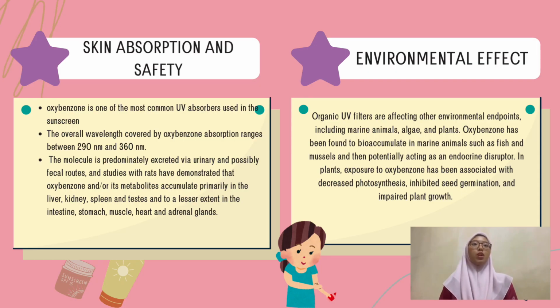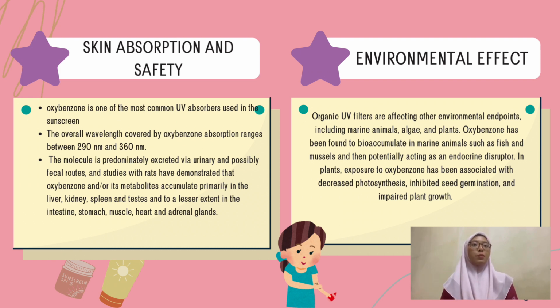As for the skin absorption and safety of oxybenzone in sunscreen, the overall wavelength covered by oxybenzone absorption ranges between 290 nanometers and 360 nanometers. Therefore, oxybenzone is one of the most common UV absorbers used in sunscreen. Oxybenzone, an ingredient widely used in sunscreens, is purported to have a potentially destructive effect on hormonal homeostasis. Aside from its photoallergic potential, major concerns regarding its systemic absorption profile and its potential as an endocrine disruptor have engendered heated debate regarding the overall safety of this molecule.